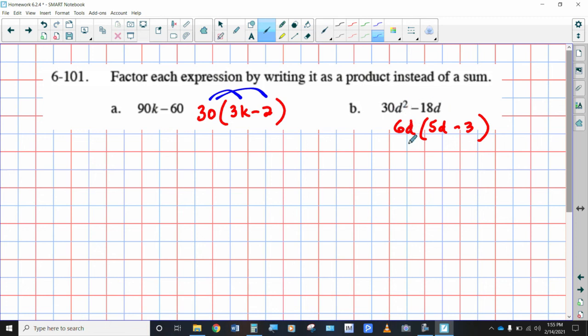And now make sure, and instead of sending in dive bombers, I'm going to send in the torpedoes because I don't have room here. So 6 times 5 is 30, and d times d is d squared. 6 times 3 is 18, and d times, there's nothing to match with the d, so it's going to stay as the d, and then there's a minus sign in between them. So yes, those are both correct.